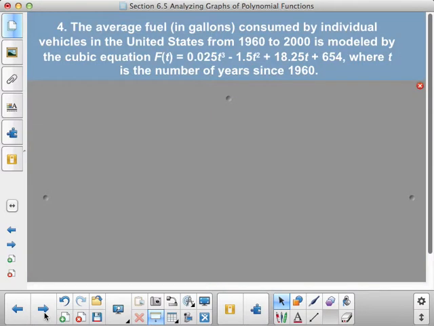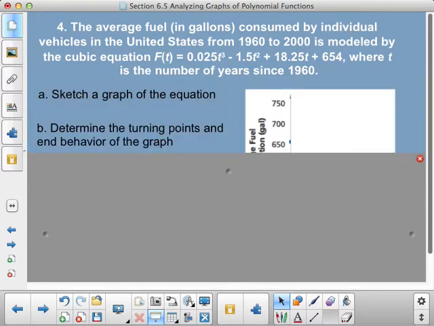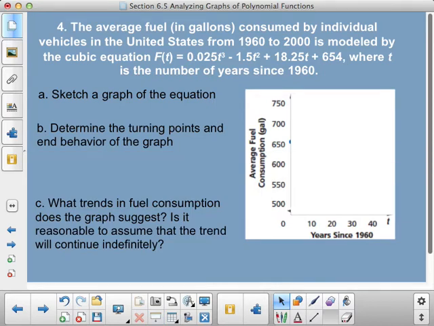The average fuel in gallons consumed by individual vehicles in the United States from 1960 to 2000 is modeled by the cubic equation f of t, where t is the number of years since 1960. Okay. A says to sketch the graph of the equation. So we're going to go ahead and do that. I have already put this in my calculator, but here's my recommendation. I would like for you to pause the video and do so.